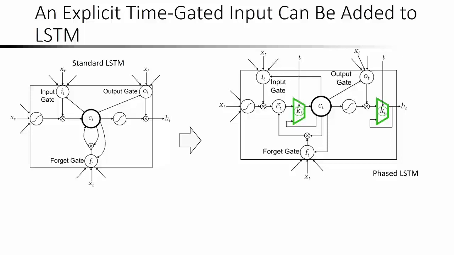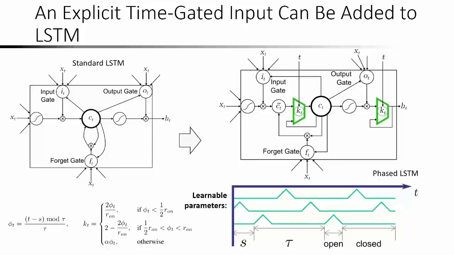And it takes this time and allows the cell of the long short-term memory to only be updated when that gate is opened. So more formally, we have these parameters here: the phase shift s, the period tau, and the on-off ratio of open to closed. On the left, we represent phi, which is its position in phase space. So we take the timestamp, we pass it through a mod function, and that gives us a position in phase space, whether or not that neuron should be open or closed.